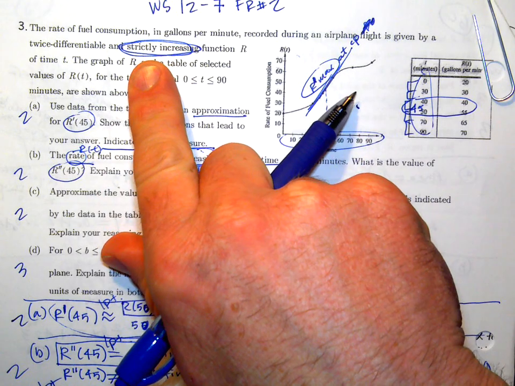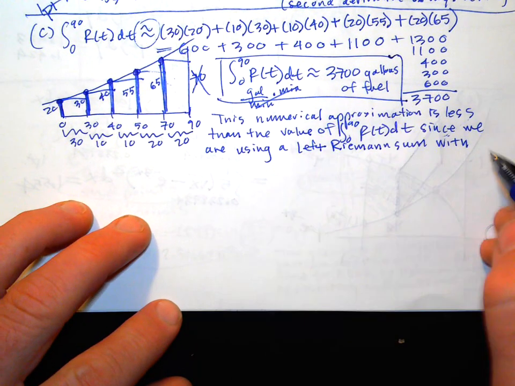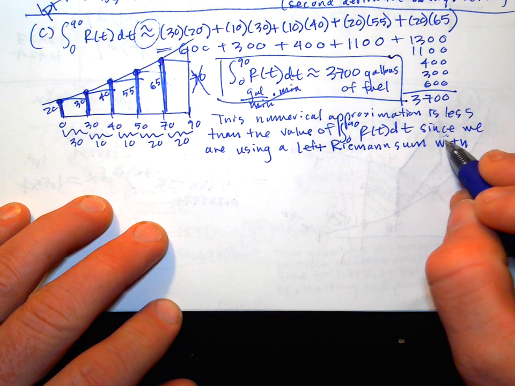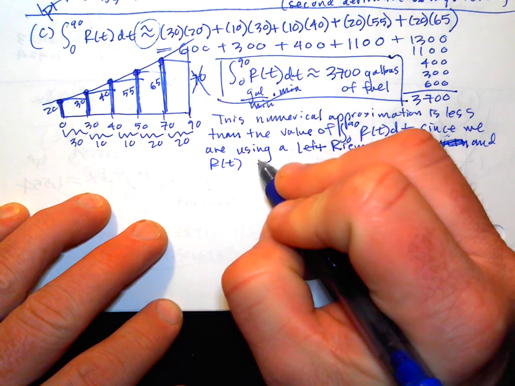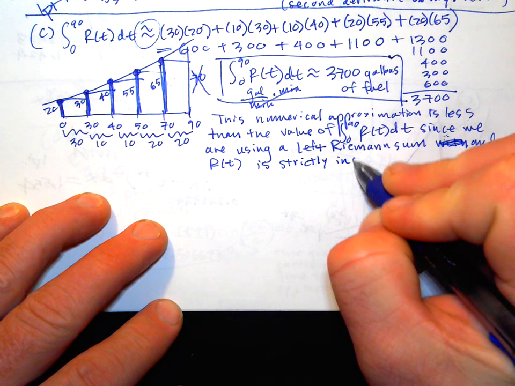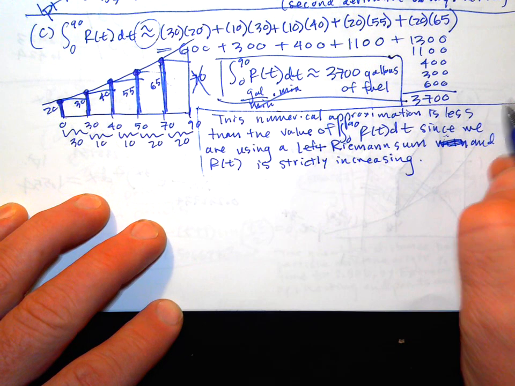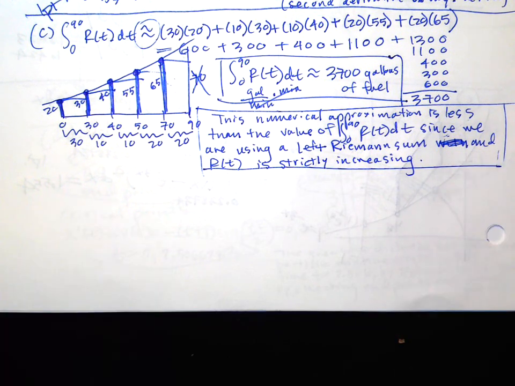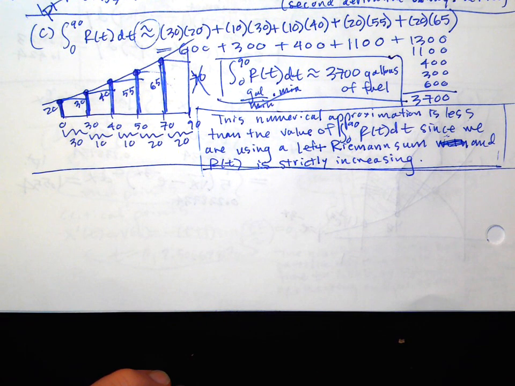They said it's strictly increasing. This thing, they had to tell you that. Otherwise, you couldn't answer this question. And so you should refer to that. Since we are using left Riemann sum, and R(t) is strictly increasing. So you got to say it's left Riemann sum, and you got to mention that it's increasing, and you got to know that it is less than. So often with approximation techniques, you might be asked if your approximations are over or under the actual value.